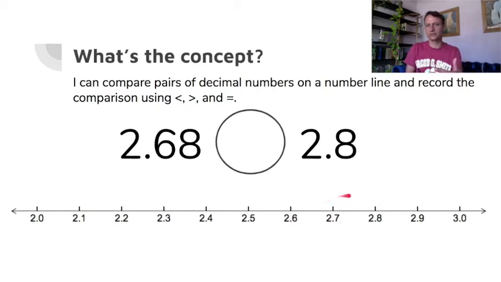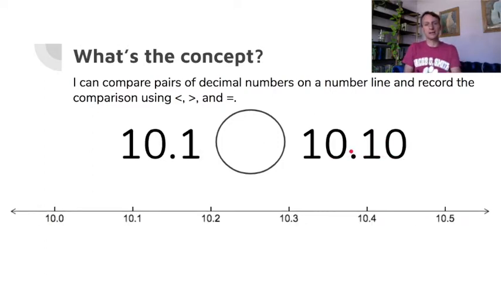Well, we see 2 and 8 tenths is up there. So in our statement here, 2 and 68 hundredths would be, there it is, less than 2 and 8 tenths. Got it? All right. Now this one, yeah, do one of those.